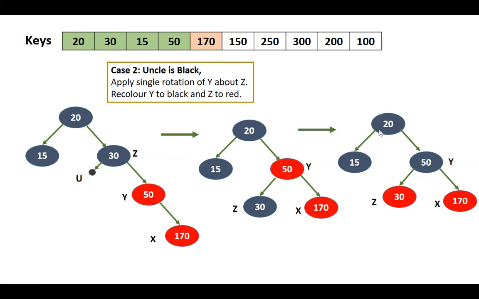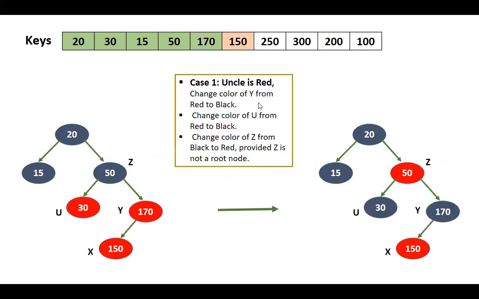Now again you check that the black height is perfect and there is no red violation. Fine, tree is balanced. Next what you will insert is 150, right? So where will 150 be inserted? Greater than 20, so go to the right side, greater than 50, go to the right side again, but it is smaller than 170. So it will be inserted as the left child of 170.